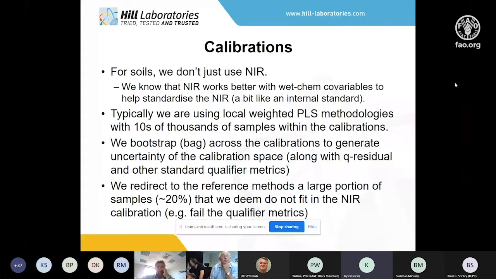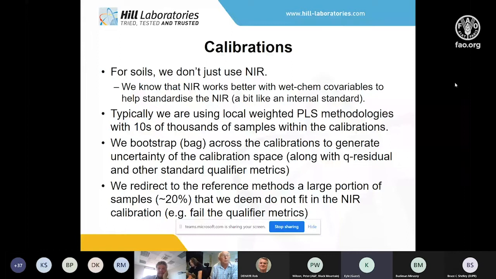Our methodology in terms of calibration is typically a local weighted PLS, bootstrapped or bagged around that. So it's a bit like a random forest or something along those lines. There are tens of thousands of samples in the calibrations, so they're typically quite large calibrations. Using the local weighted technique, it's on the fly creating these small population calibrations for each individual sample. I'm just blitzing through this, so if you've got any questions, perhaps email me afterwards, or we can talk about it if you want more details.